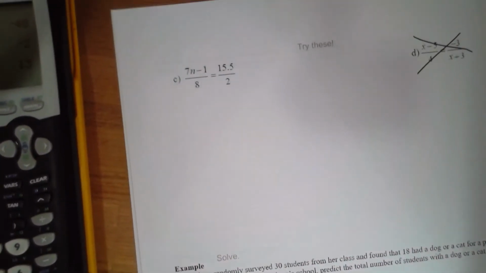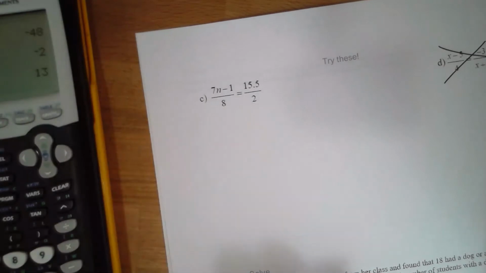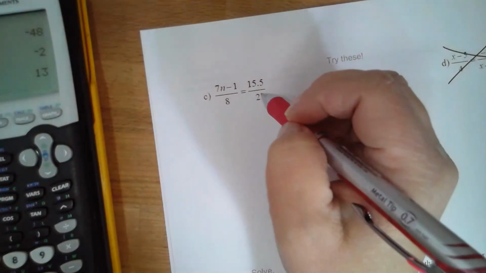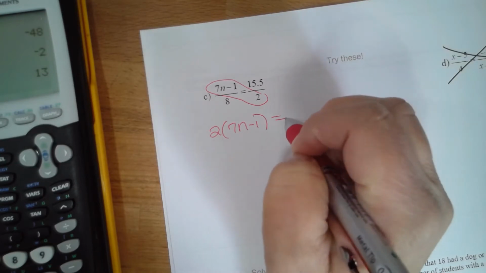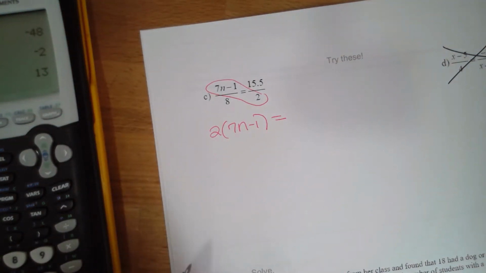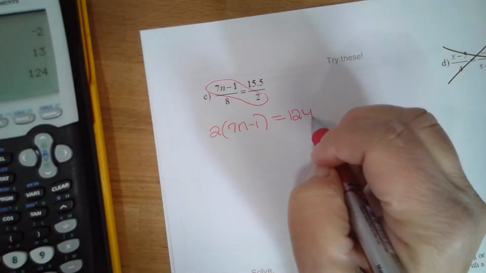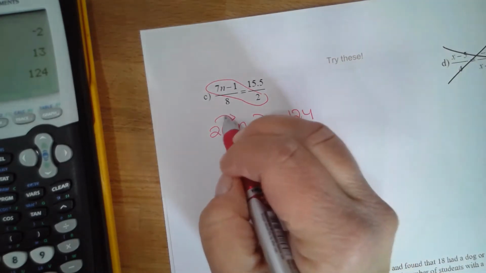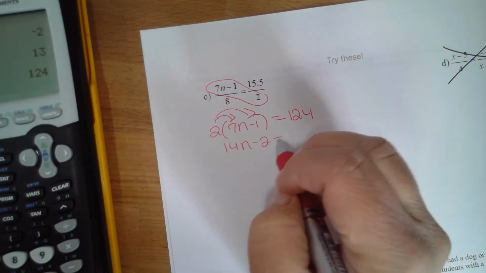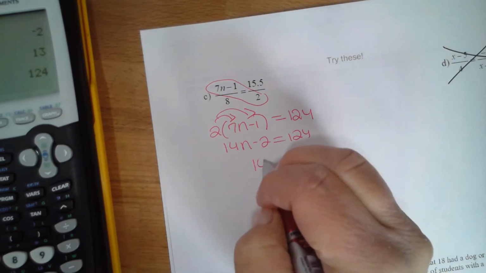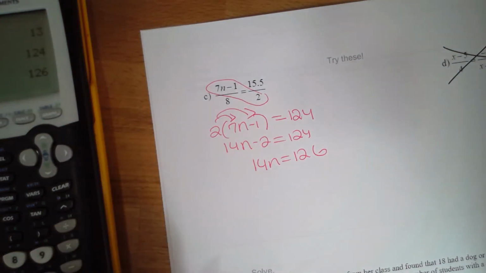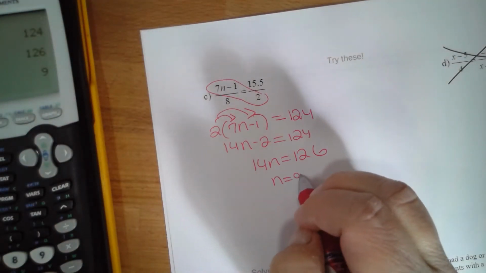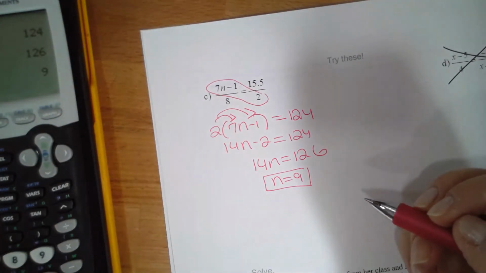So I hope you guys are filling these out with me. Some of them are on your foldable, some of them are not. So let's do this one. Again, cross multiply. 2 times 7n minus 1. And then 8 times 15.5 is 124. Distribute the 2. Add 2. And then divide it by 14, and n should equal 9. Okay.